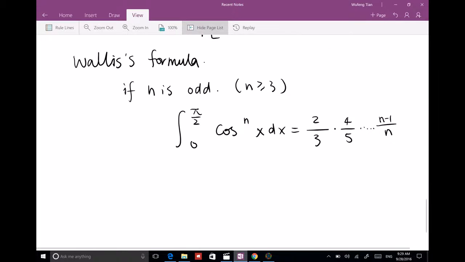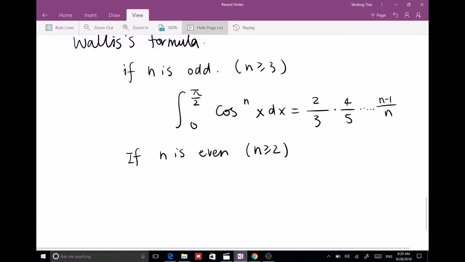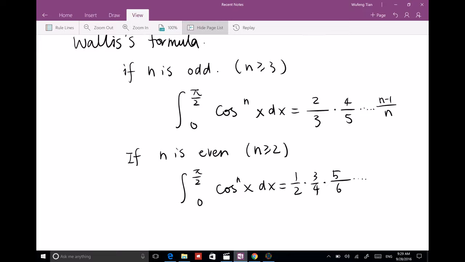Okay, and if n is even and n is bigger than or equal to 2, then if you have 0 to pi over 2 of cosine x power n dx, it equals half times 3 over 4 times 5 over 6, multiplied up to n minus 1 over n, times pi over 2.